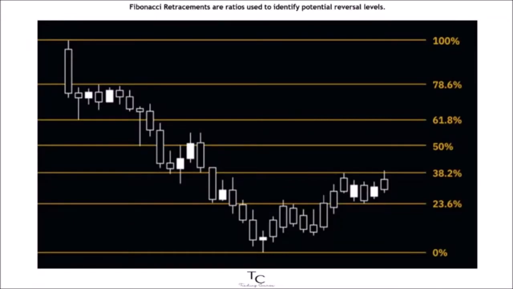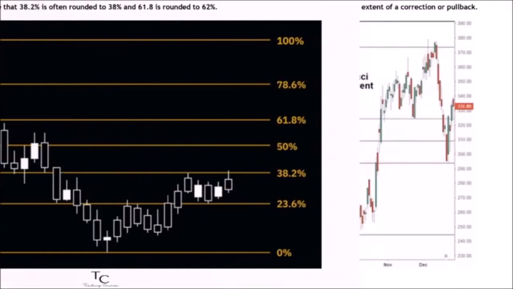Fibonacci retracements are ratios used to identify potential reversal levels. These ratios are found in the Fibonacci sequence. The most popular Fibonacci retracements are 61.8% and 38.2%. Note that 38.2% is often rounded to 38% and 61.8% is rounded to 62%.